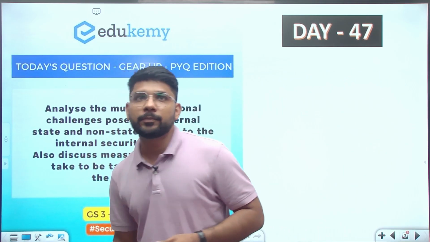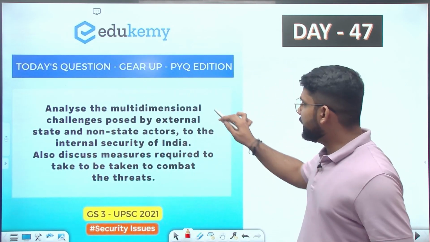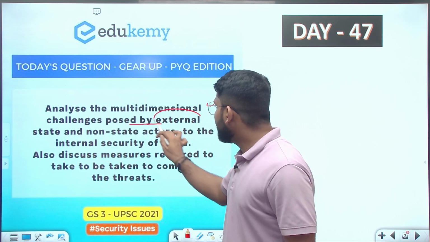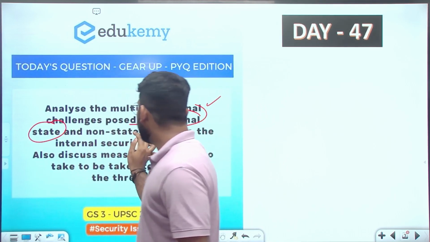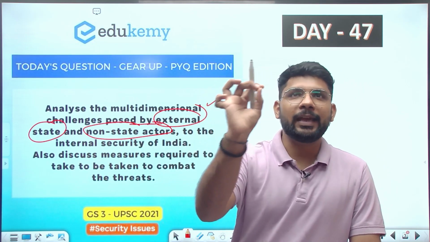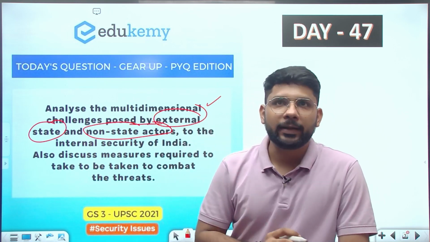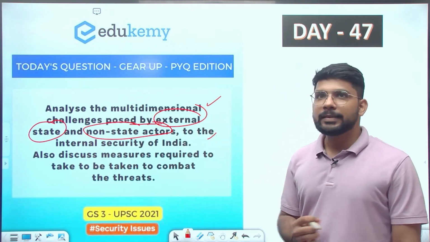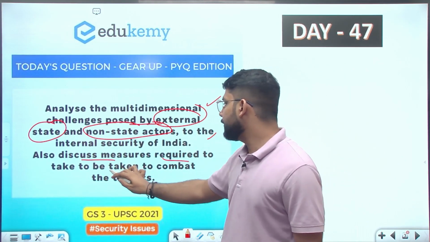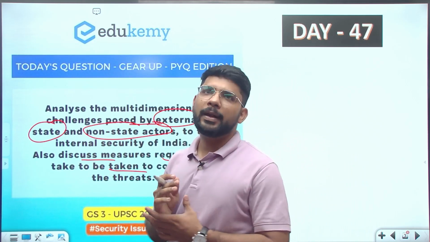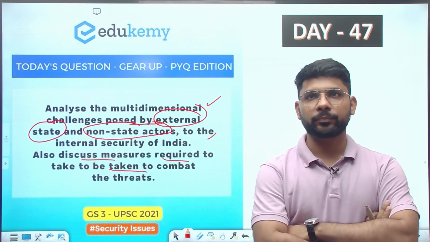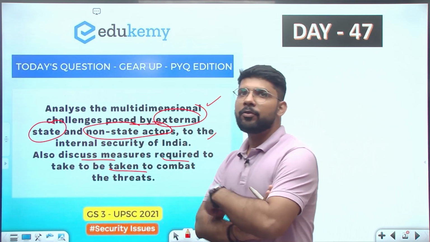For today, the question is: analyze the multi-dimensional challenge posed by the external state and non-state actors. The first demand of the question is we need to know what the external state actors and the non-state actors are to the internal security of India. Also discuss measures required to combat the threat of internal security from the state and the non-state actors. So the question is simple, it's demanding only two things.